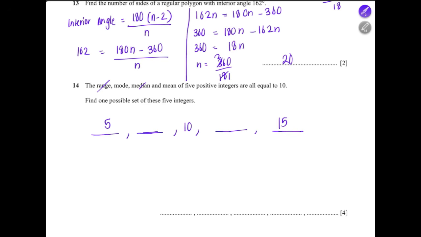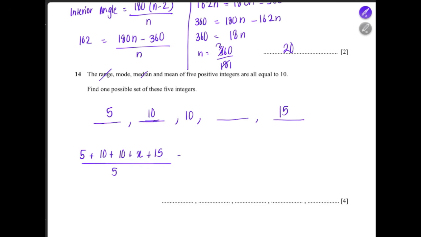Mode means the number which is most frequent, so you have another 10. Let's call this 10 as well. And then the mean is also 10, so let's find the mean. 5 plus 10 plus 10 plus x plus 15, divided by 5, equals 10. If you add 5 plus 10 plus 10 plus 15, you get 40, plus x equals 10 multiplied by 5. We brought this 5 over there. So 40 plus x equals 50. So x equals 50 minus 40, which equals 10. That means this number is also 10.